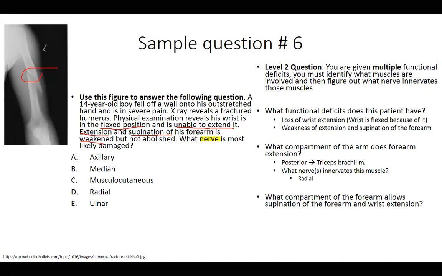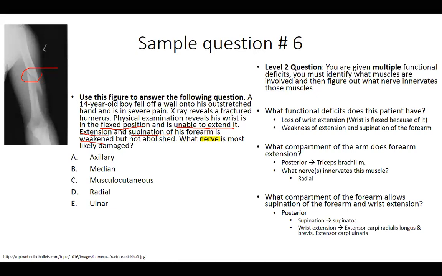What compartment of the forearm allows supination of the forearm and wrist extension? Again, you've got anterior and posterior, right? Big picture here, the anterior compartment of the forearm helps with pronation and flexion of the digits and your wrist. The compartment that allows supination of the forearm and wrist extension is, again, forearm, not arm, your posterior compartment. You have your supinator back there that does supination, and you have your extensors for your wrist, your extensor carpi radialis longus and brevis and extensor carpi ulnaris.